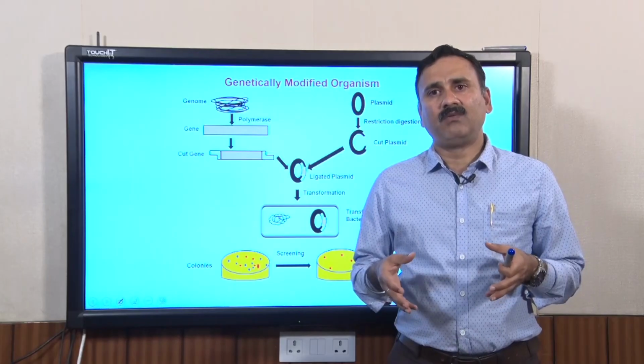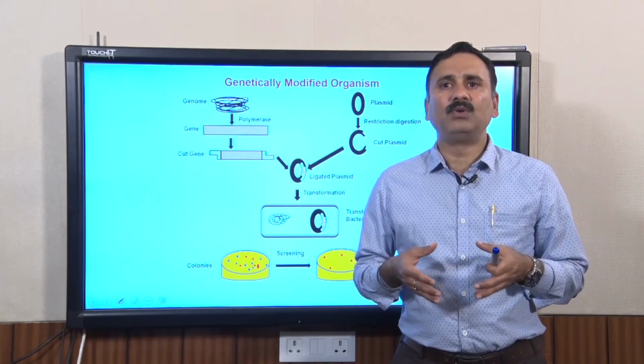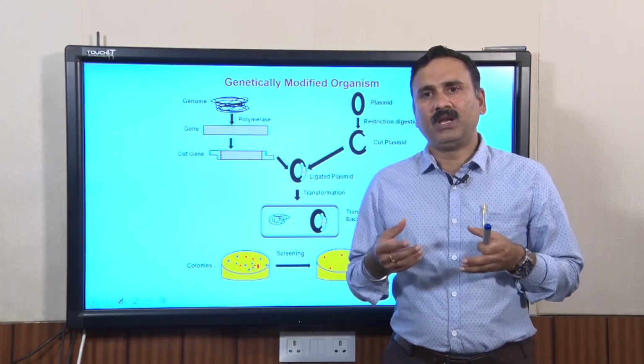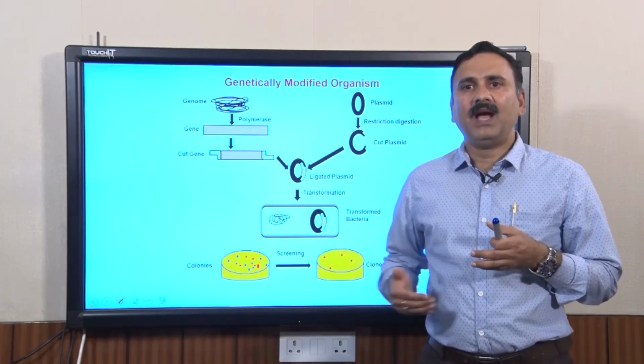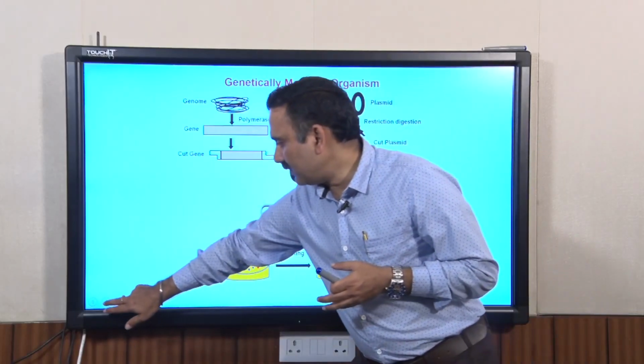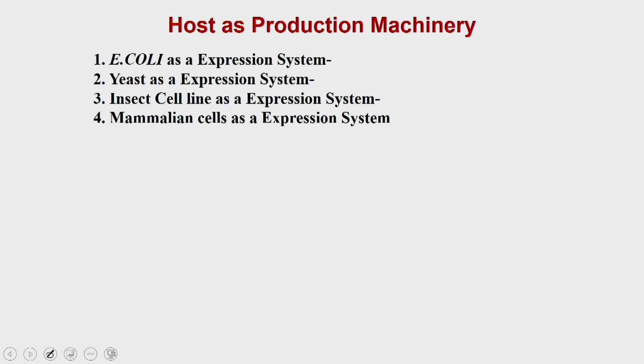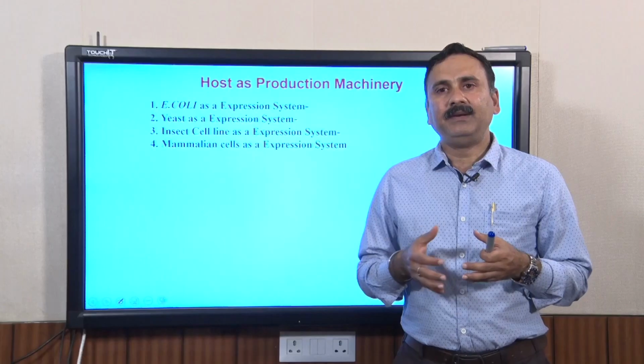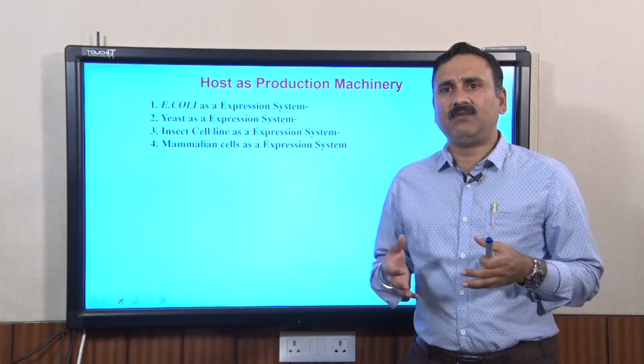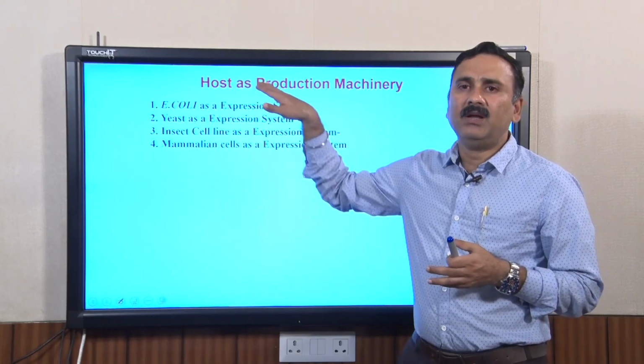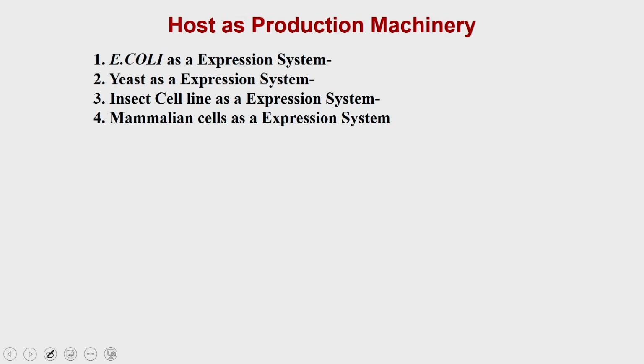In this context, we were discussing how to produce proteins in different host strains, and we have discussed E. coli as an expression system. In today's lecture, we are going to discuss the remaining expression systems, such as yeast as an expression system, insect cell lines as an expression system, and lastly, mammalian cells as an expression system.